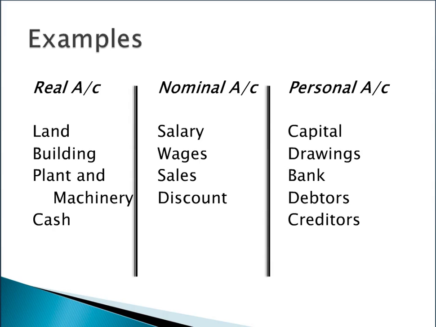To whom all this belongs to? It is the personal account. It is the owner. The owner's capital is called the personal account. Then also the owner's drawings, bank account, sundry debtors, sundry creditors are examples of personal accounts.